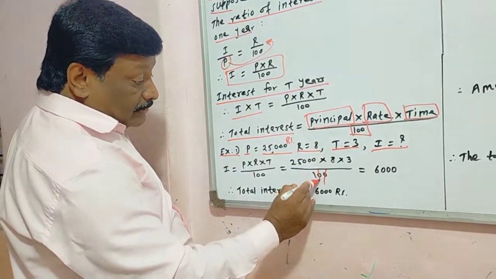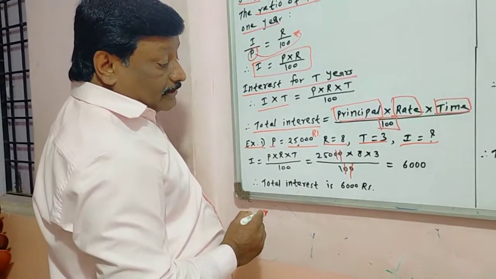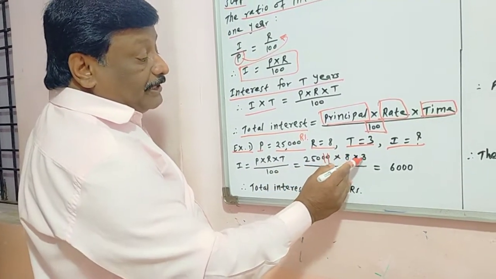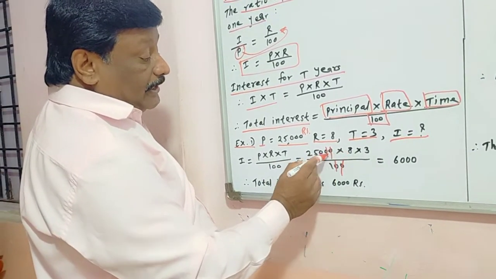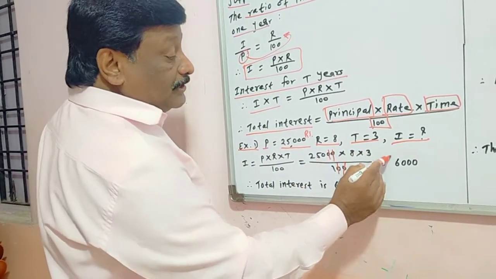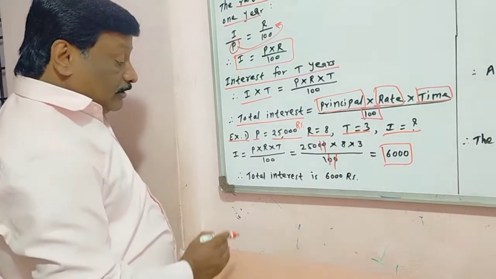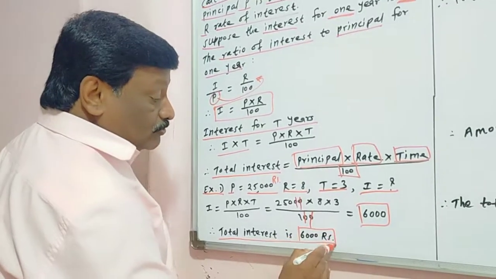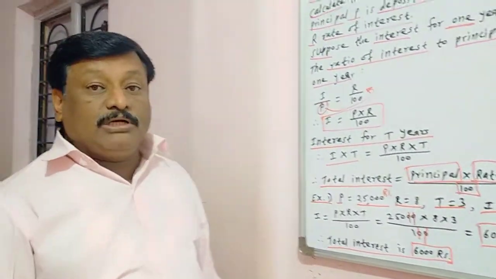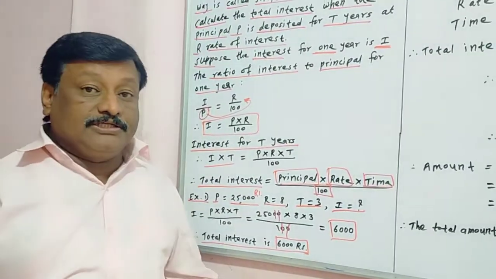Now simplify. The zeros get cancelled: 250 into 8 into 3. Now we know 25 eights are 200, and with this 0 it means 2000 into 3, 6000. Therefore, total interest is 6000 rupees. So by using the formula we can find simple interest in this way.